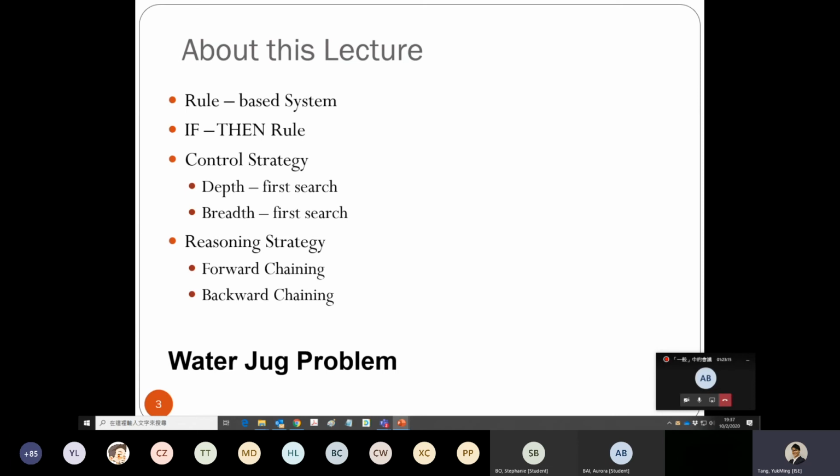Then we'll talk about some of the control strategies to solve the problem. In order to solve the problem, we need to use the state space approach. There are many different strategies like depth search and breadth search, and we'll talk about the differences between these kinds of state space approaches. Then we will talk about the reasoning strategy. We have the forward chaining strategy and the backward chaining strategy. Finally, we will demonstrate rule-based reasoning by using the water jar problem.